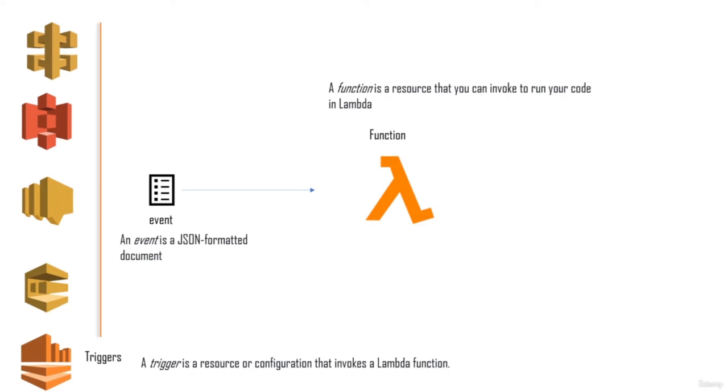Now the most commonly used trigger is the API gateway, and this is basically the backbone of many backend serverless architectures that you will see. That is, an HTTP request is sent to an API gateway, which acts as a trigger for the Lambda function. Other very commonly used triggers include the S3, the SNS, the SQS, etc. So these triggers are something that we will talk about as we proceed and as I show you more examples.